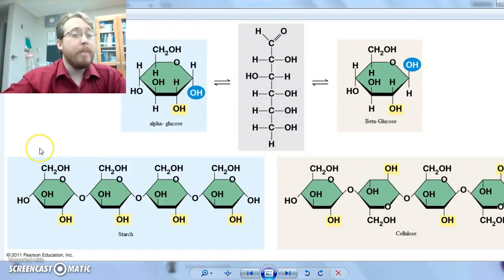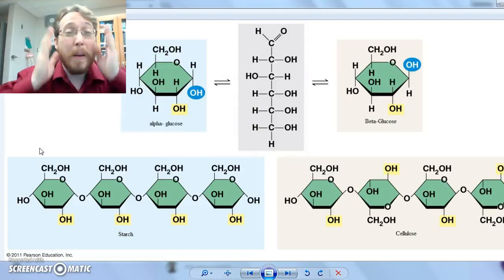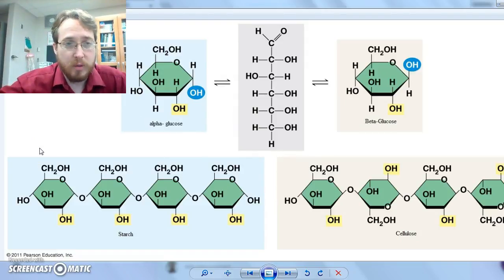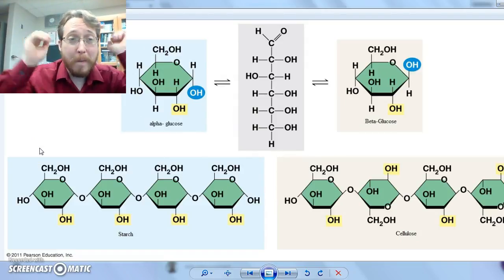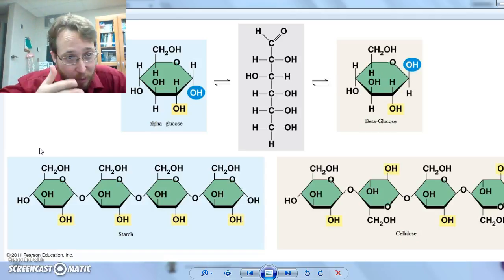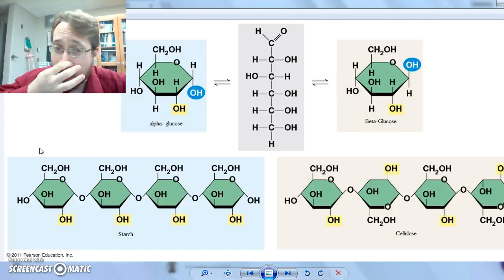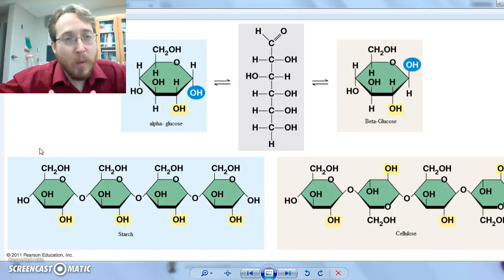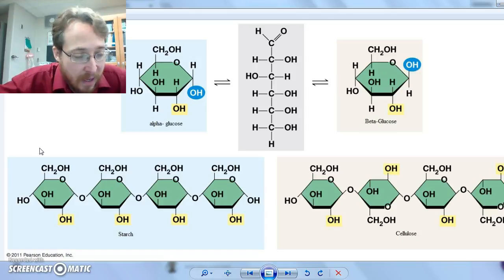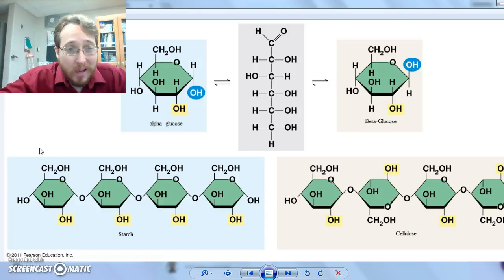Now, polysaccharide means many sugars. So we have one sugar, two sugar, many sugar. That's how the words break down. Monosaccharide, disaccharide, polysaccharide. So how does that work? Well, what the polysaccharide is will depend on what is being linked together and how they're being linked together.